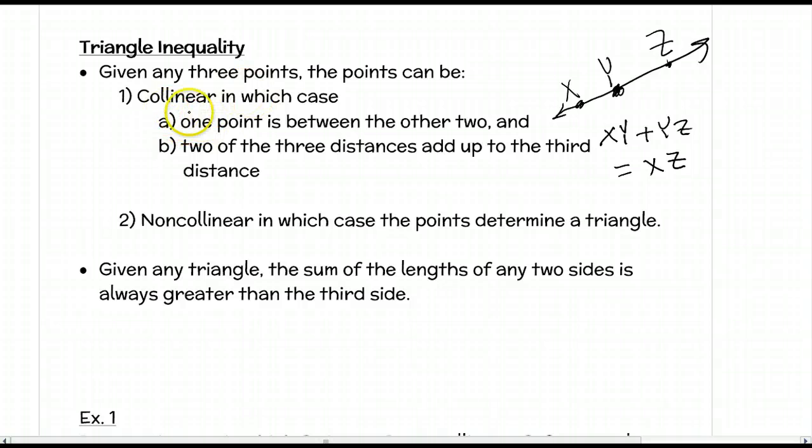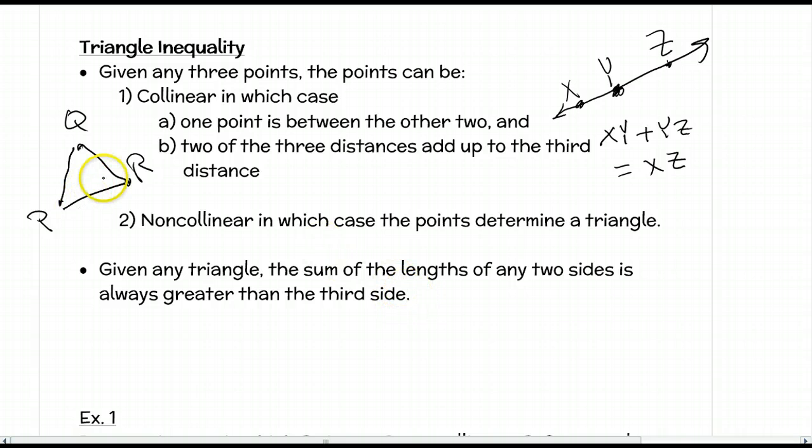If we have 3 points, they could be collinear, or they could be non-collinear. So I could have 3 points, let's call them P, Q, and R. So I have 3 non-collinear points, in which case these points determine a triangle. If I connect the 3 points, we get a triangle. And then, based on number 2, given any triangle, the sum of the lengths of any 2 sides is always greater than the third side.